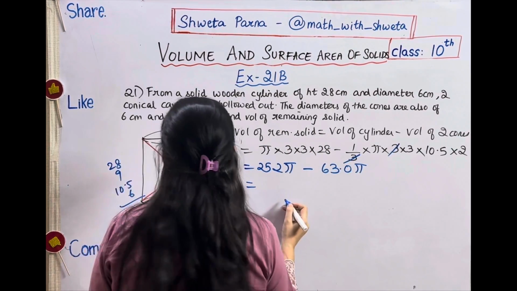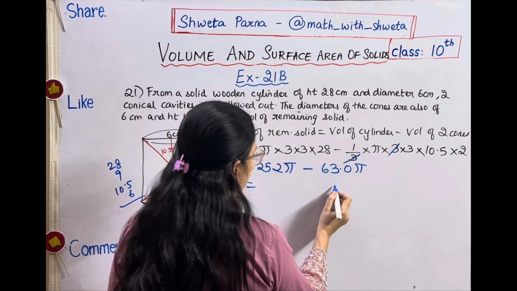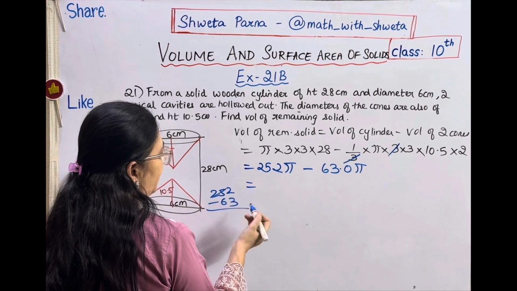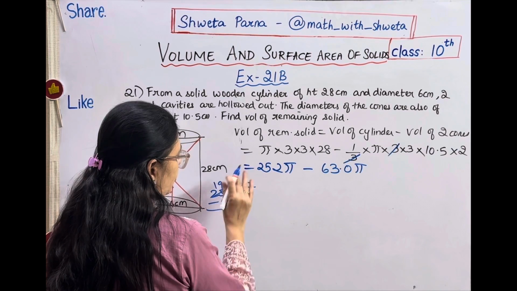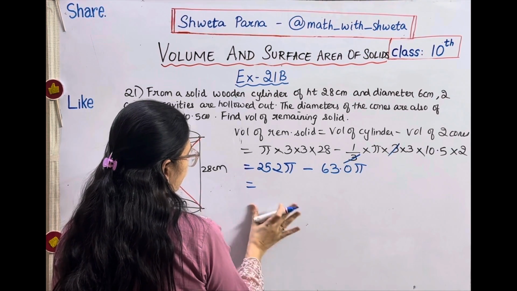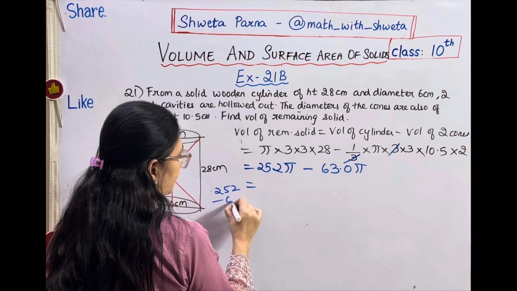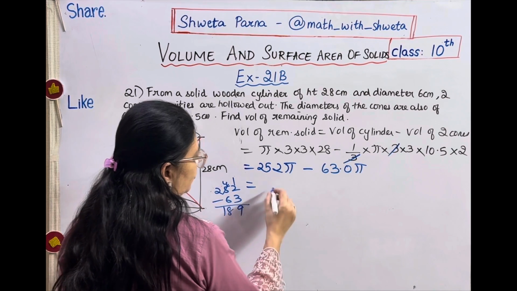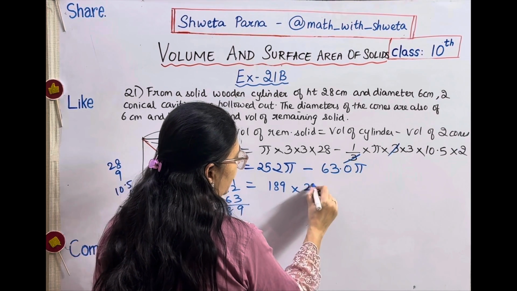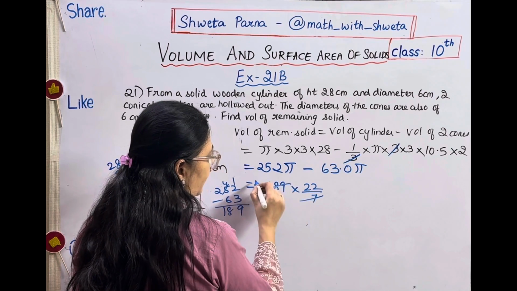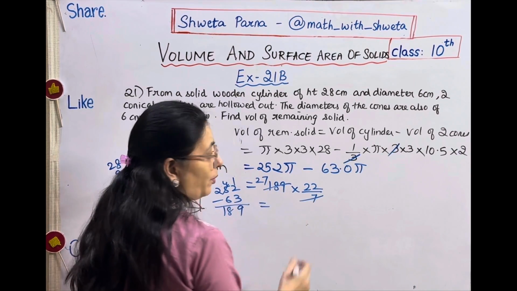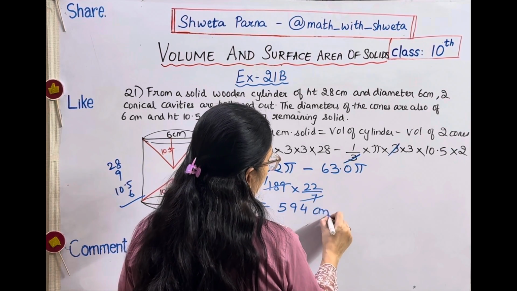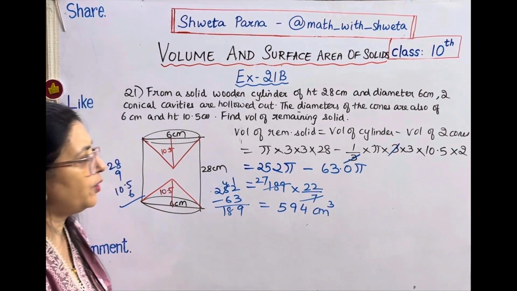So answer is, subtract this, 252 minus 63. Sorry, let's not do this again. 252 minus 63, this will become 189. So 189 pi, which is 22 upon 7. Okay, 7 27s are 189, so 27. Now 27 into 22, it is 594 centimeter cube. This is the volume of the remaining solid.